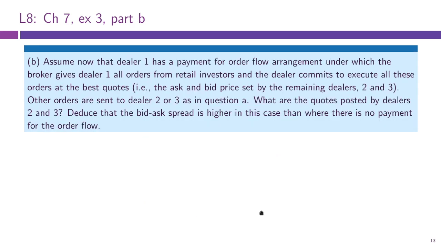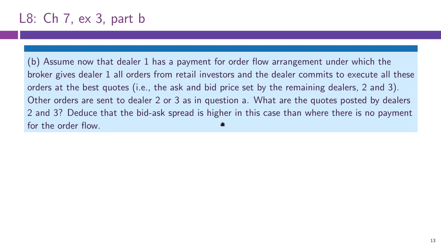In part B, we now enter the order flow payment realm. So now we want to assume that dealer 1 has a payment for order flow arrangement, under which the broker gives dealer 1 all orders from retail investors, and the dealer commits to execute all these orders at the best quotes, meaning at the ask and bid prices set by the two remaining dealers. And other orders are sent to dealers 2 and 3 as in question A. So what are the quotes posted by dealers 2 and 3? Deduce that the bid-ask spread is higher in this case than when there is no payment for the order flow.